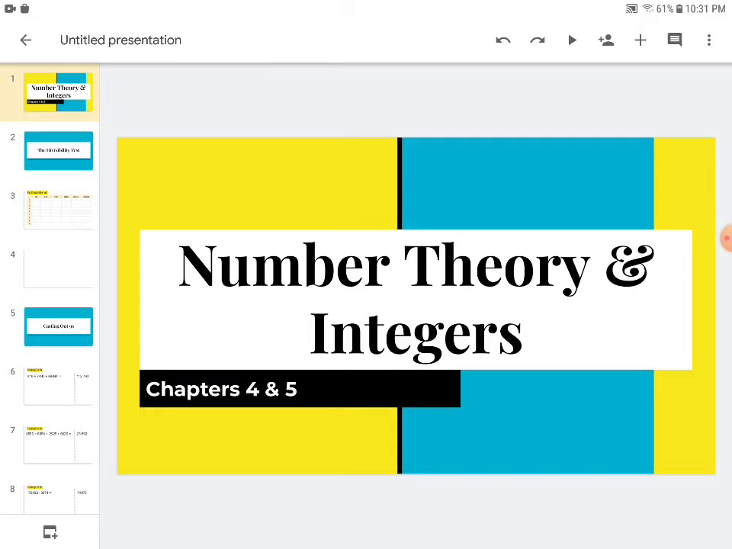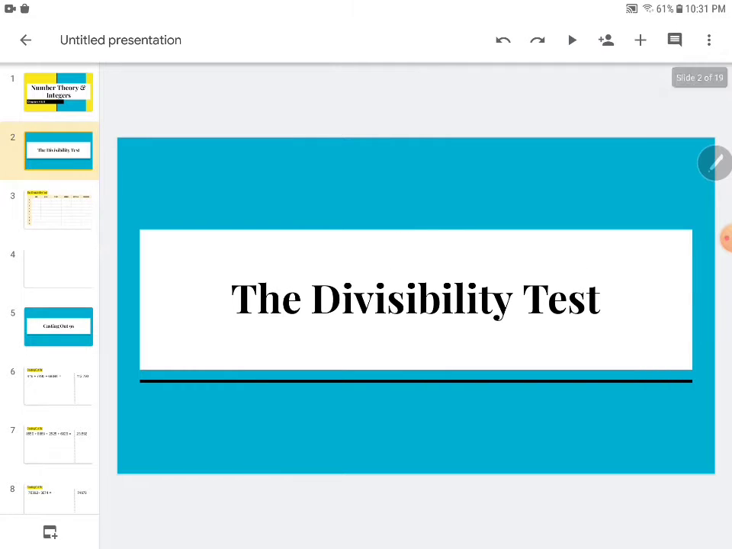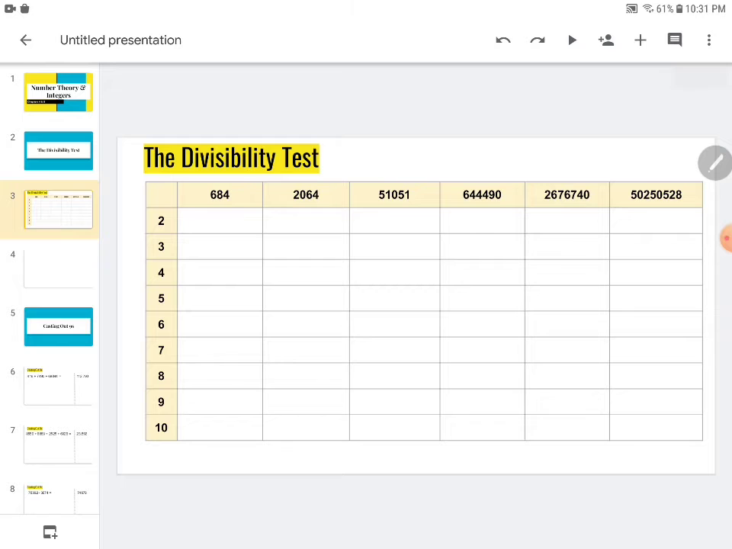So let's go ahead and get started with the divisibility test. Now, what we're going to start out with, our question 1, looks difficult. It looks like a lot of numbers. It's actually very easy, and the tricks that I'm going to show you today will help you find out if a random number is divisible by any of the numbers 2 through 10.